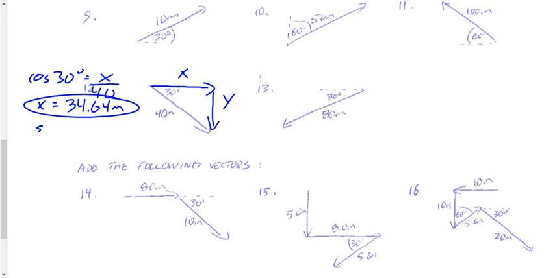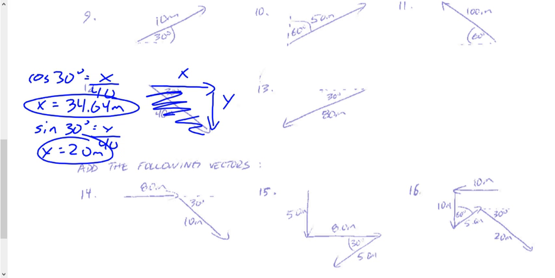Now the y component is the opposite side. Sine 30 degrees is equal to y over 40. Y ends up being equal to 40 sine 30, which is exactly 20 meters. There we go. Don't have the 30 degrees. Don't have the 40 meters anymore. I've replaced it with 34.64 to the right and 20 meters down, which is a lot easier to deal with when I go to add vectors together, as we're going to see in just a couple minutes.